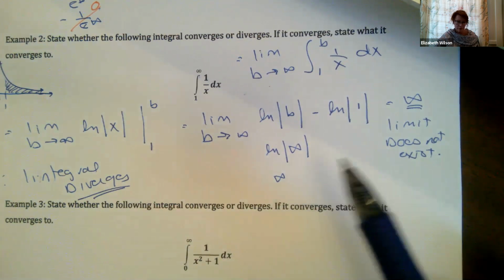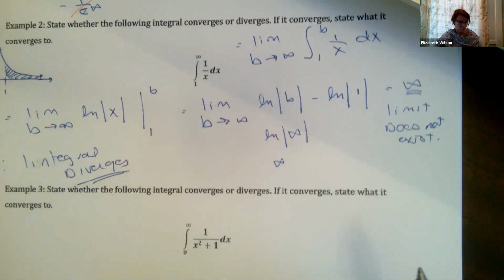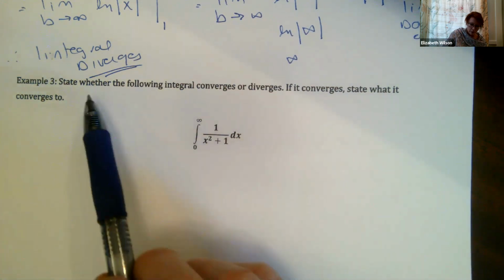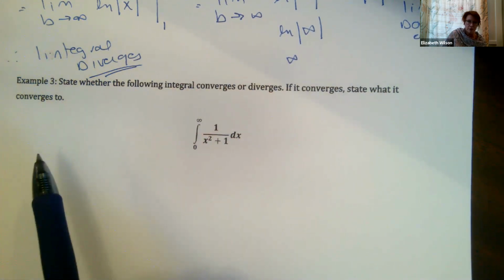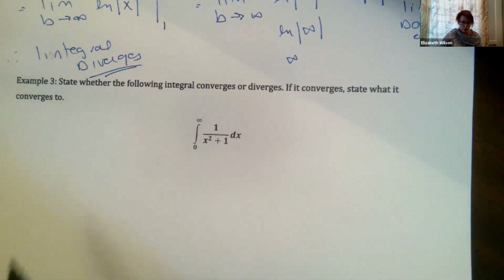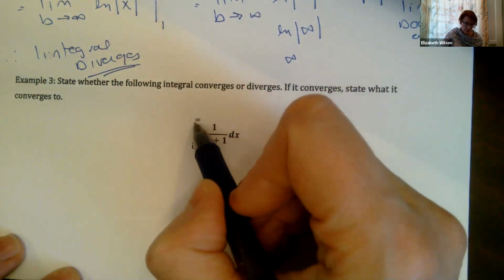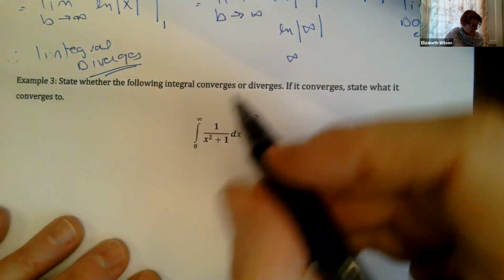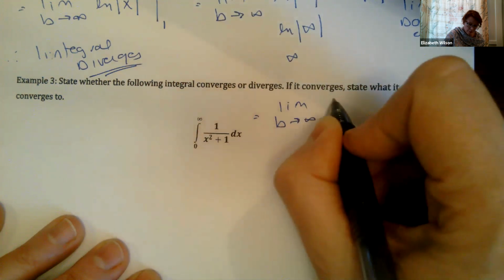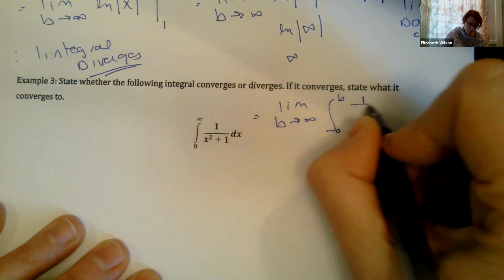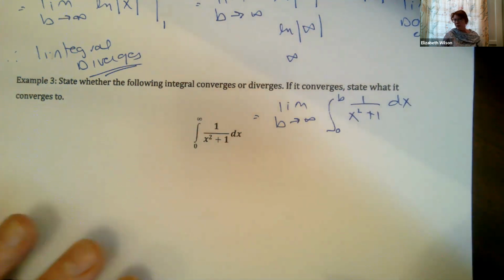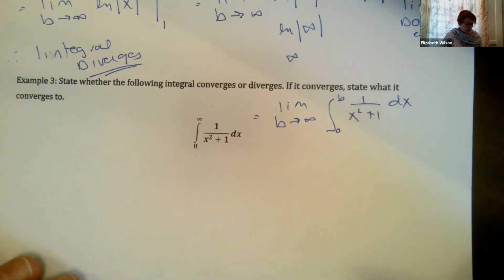All right, we're going to keep working through examples here. Example 3. This is how questions on tests and finals are typically worded: does it converge or diverge? If it converges, what does it converge to? So I'm going up to infinity, which means right off the bat I need to rewrite it. I'm going to say the limit as b goes to infinity from 0 to b of 1 over x squared plus 1 dx. And like I said, you can use another variable other than b, just don't use x. You're already using x.